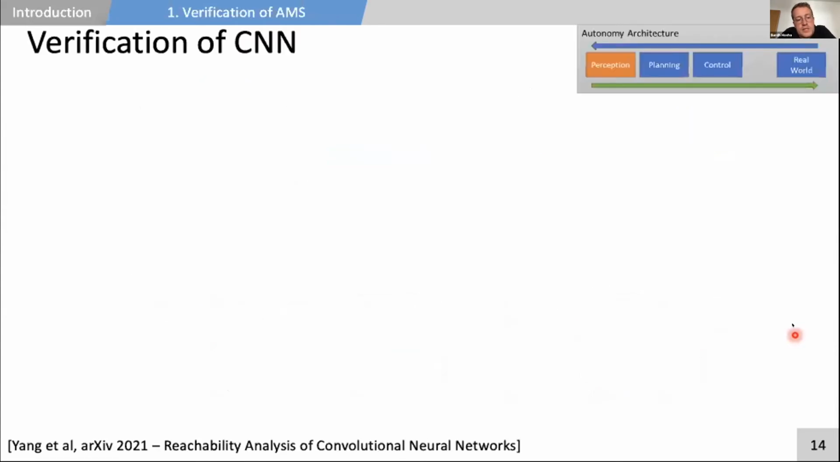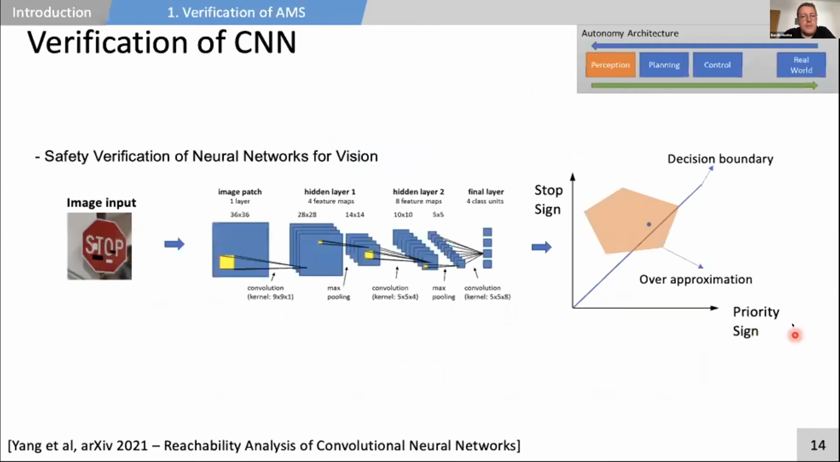And of course, the problem of perception systems can be seen as the problem of verifying these machine learning components, where we've all seen this: you take an image input, you do a small perturbation, and then it results in a misclassification of that object. And reachability analysis is also extremely important here as well.